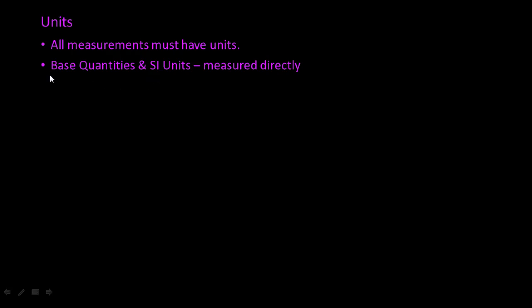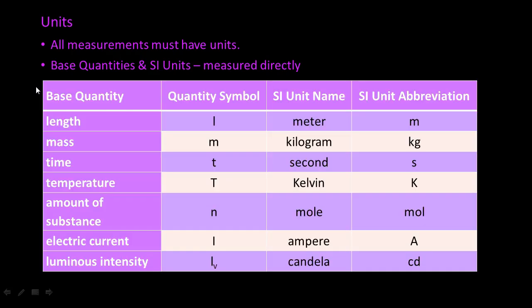And I want to talk about base quantities and base SI units. These are things that can be measured directly. And there are 7 of them: length, mass, temperature, time, amount of substance, electric current, and luminous intensity. In mechanics, we're going to focus on the first 3, length, mass, and time.